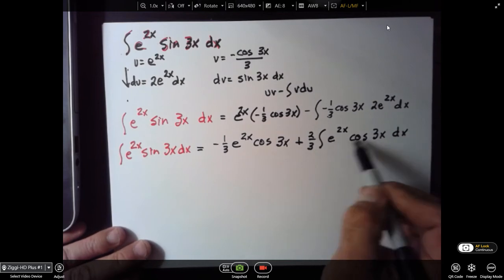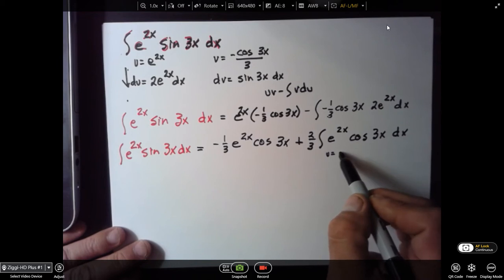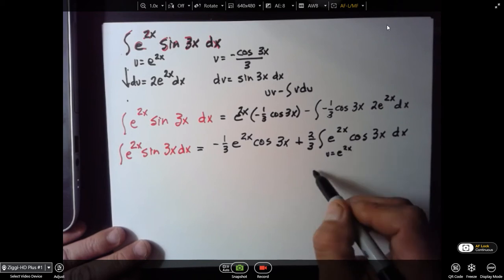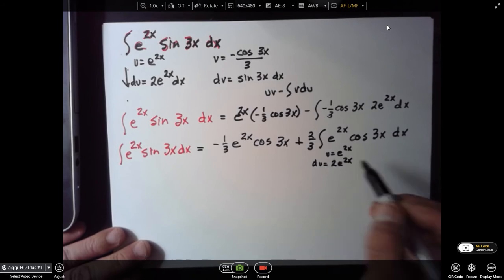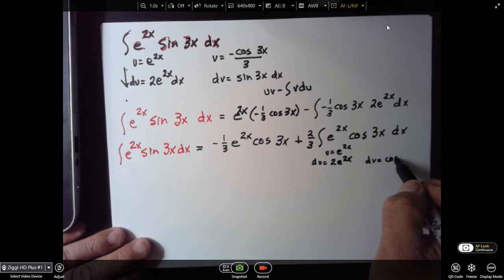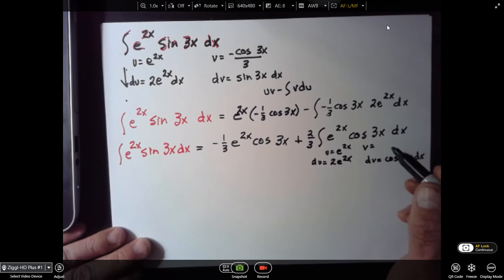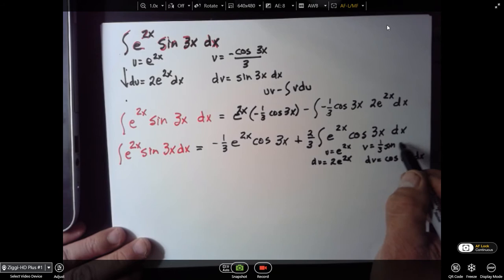So we have to do ultraviolet minus voodoo again, and I'm going to make u equal to e to the 2x. du is equal to 2e to the 2x. dv is equal to cosine of 3x dx. And v is equal to, the antiderivative of the cosine is the sine, so that's going to be 1/3 sine of 3x.